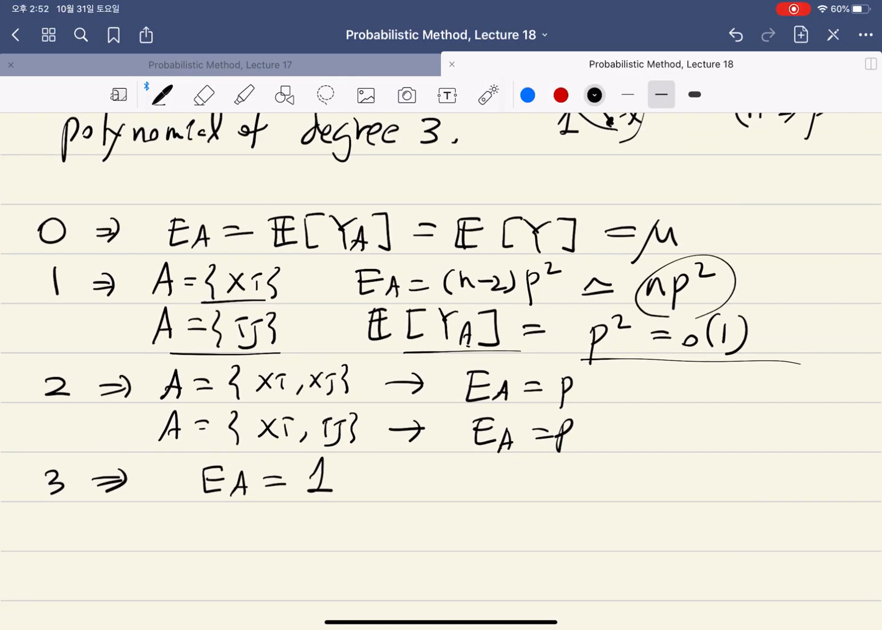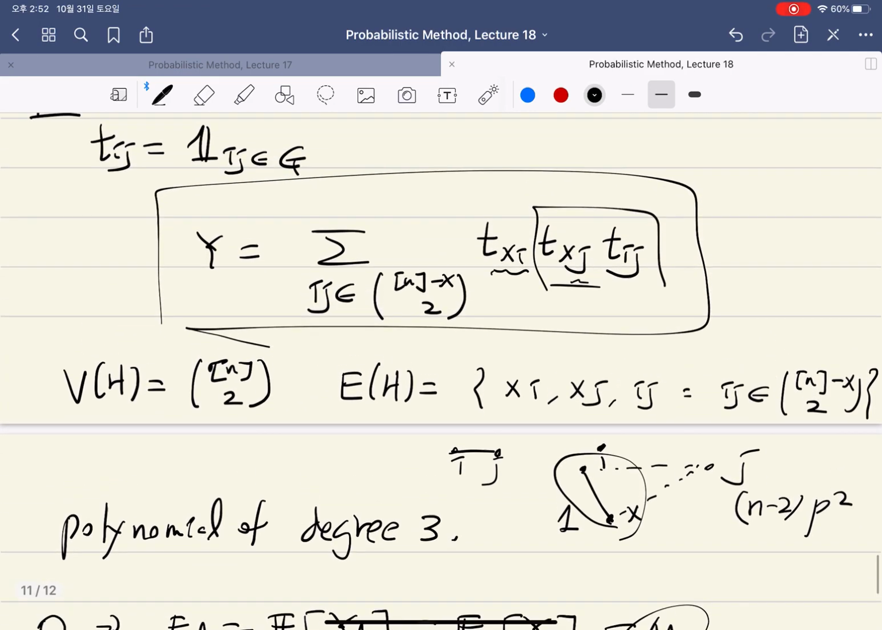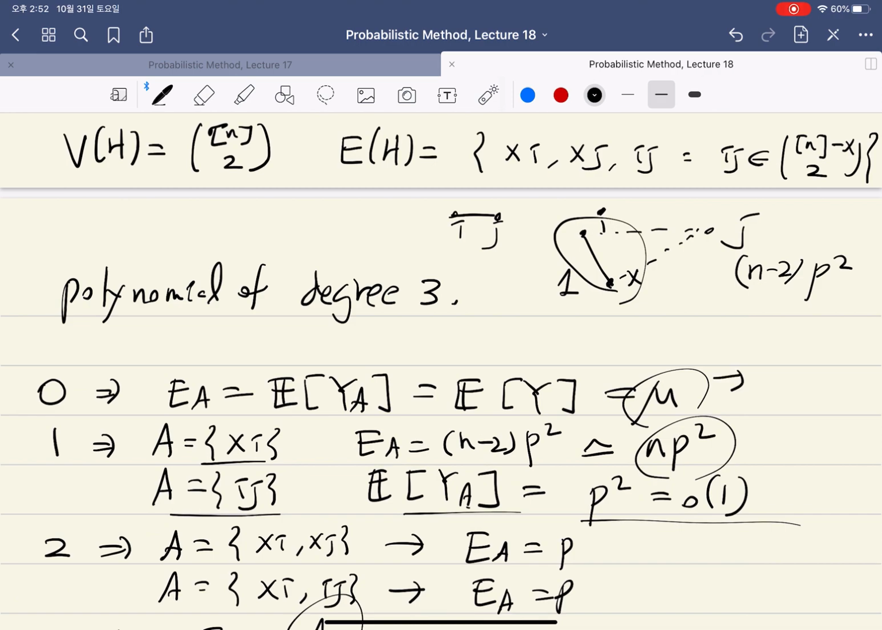So out of this, and mu is n squared p cubed. And give me a moment, E prime, let me check one thing. Yeah, okay.